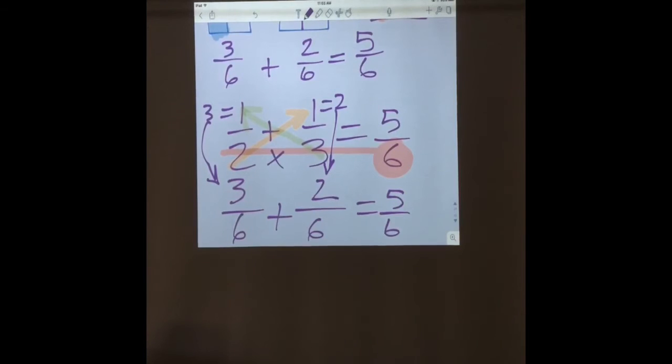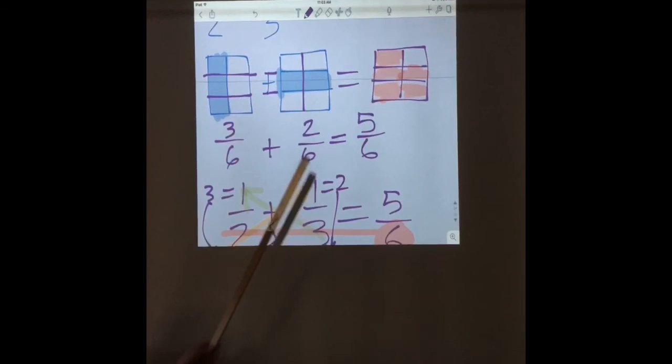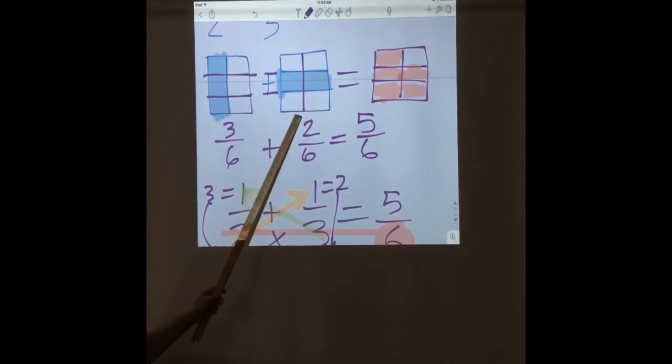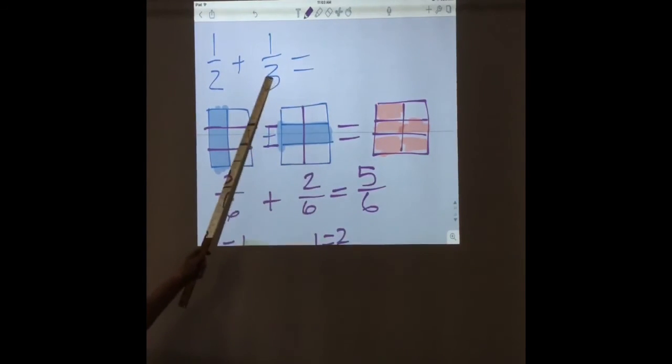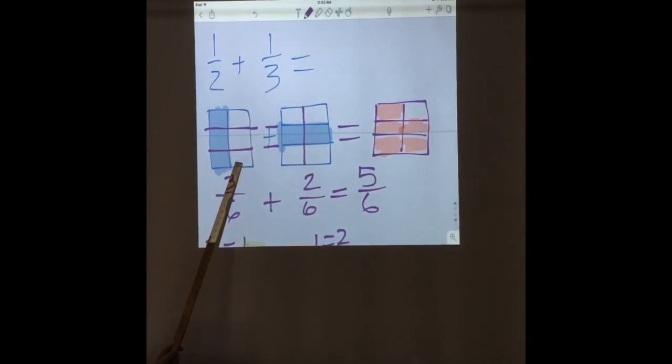But you're going, Mr. McGuire, that's a lot easier. Why didn't you show us that at the beginning? The reason why I didn't want to show you that at the beginning is I want you to understand how we get the 6. Does that make sense? We got the 6 on both boxes when we drew them out, right? So we knew our answer was going to have a 6 on the bottom, right? And so then we took our third and we drew it out into 6s, and we took our half and we drew that out into 6s.